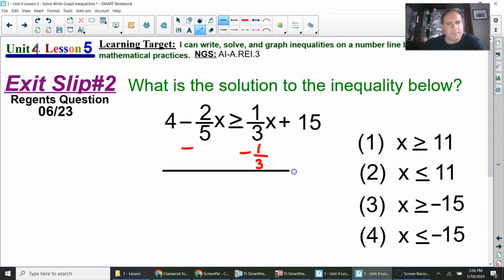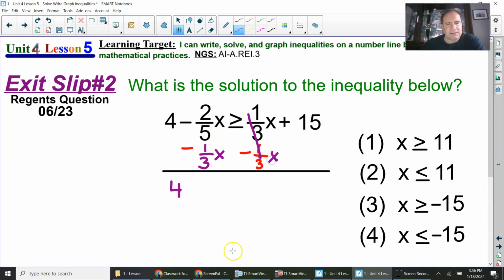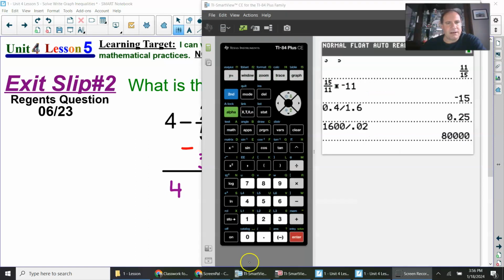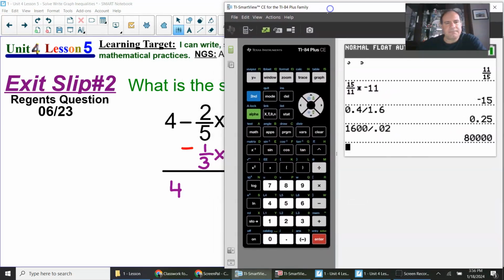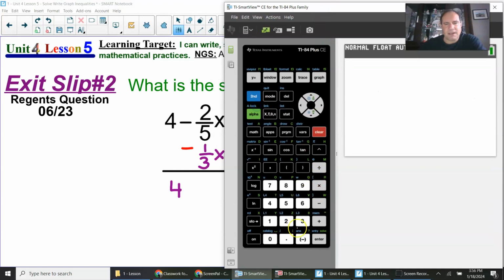All right, and I'm going to draw a nice line. And I am going to cancel out this, and I'm going to put 4, and this is 1/3. And I don't know what this is. So this is x, this is x. So I'm going to grab a calculator, and I'm going to just put down negative 2/5 minus alpha x.